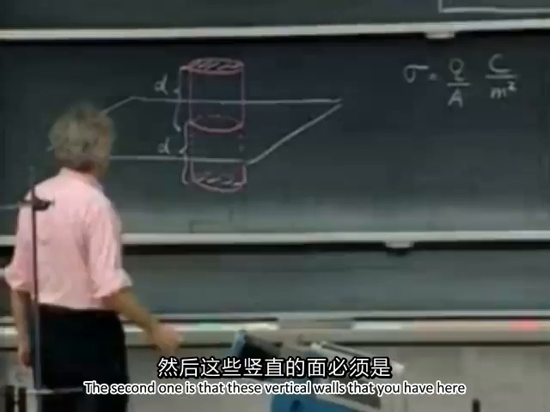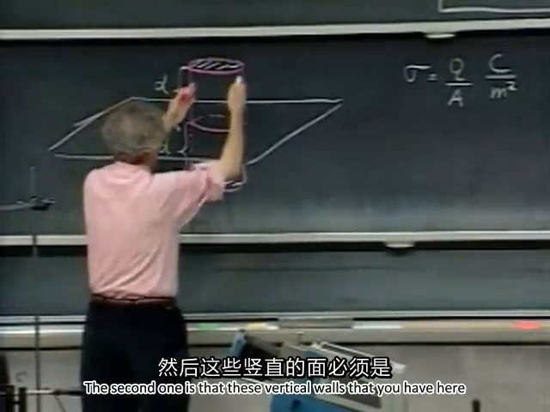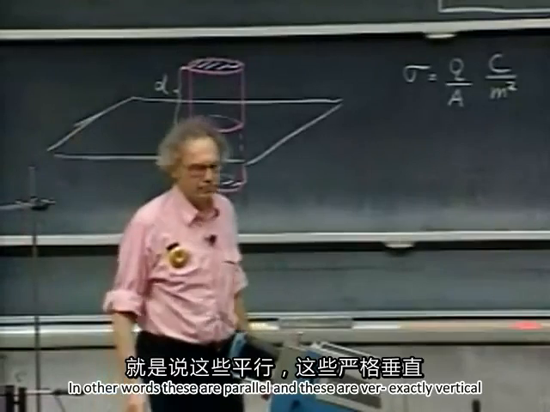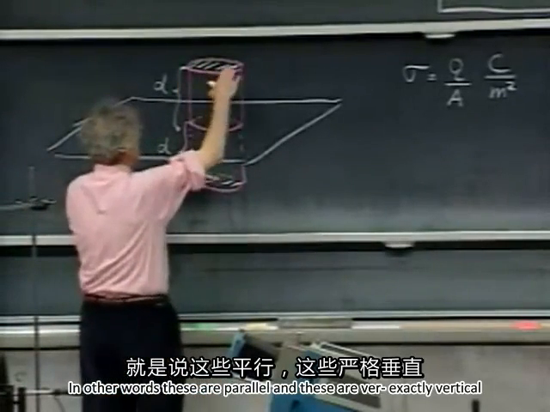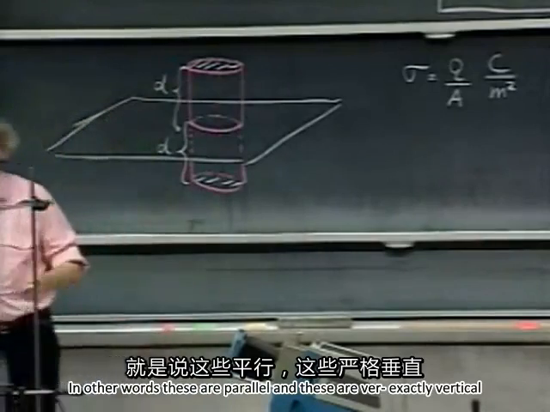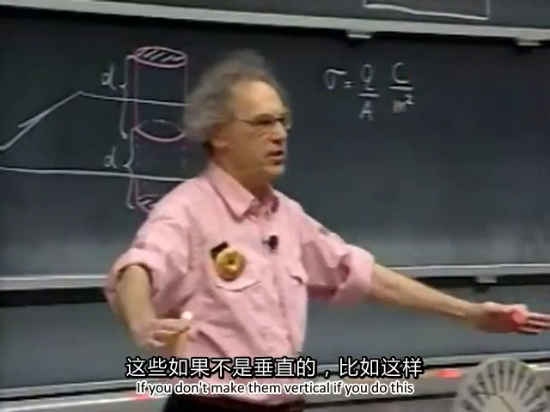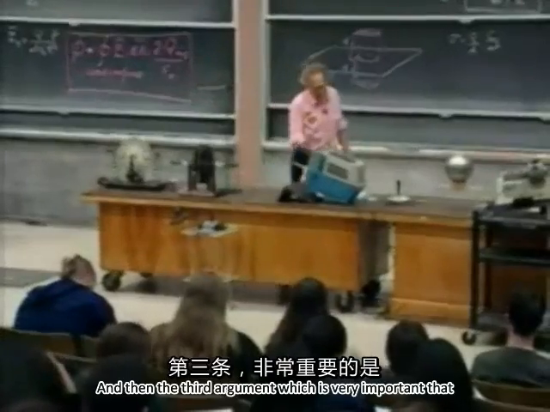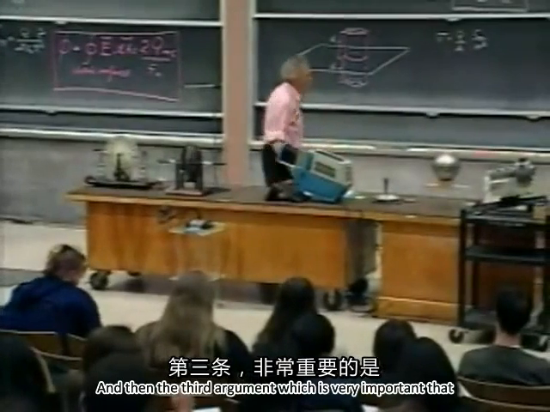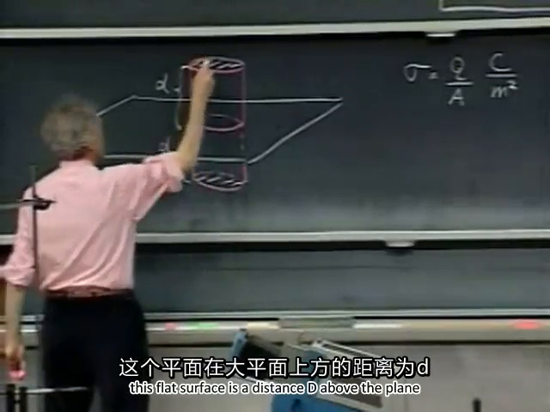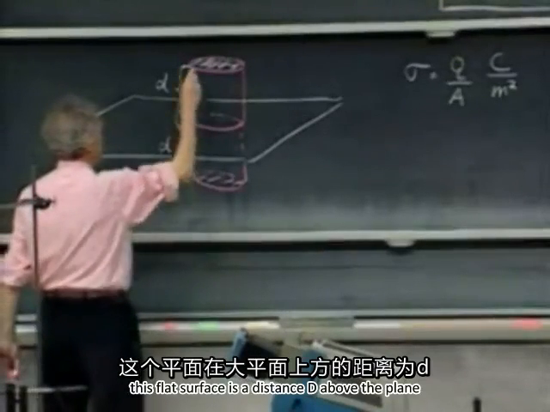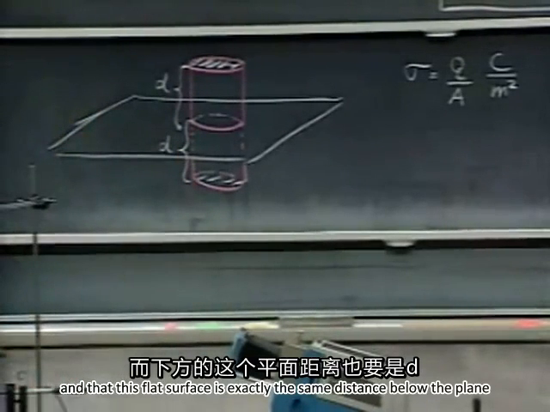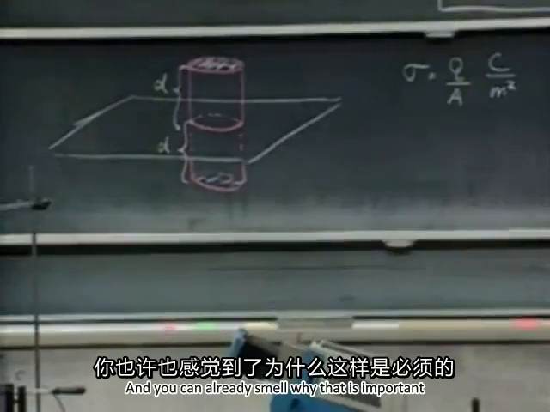The second one is that these vertical walls that you have here are indeed perpendicular to that plane. In other words, these are parallel and these are exactly vertical. If you don't make them vertical, if you do this, you're dead in the water. You can't use Gauss' law very effectively. And then the third condition, which is very important, is that this flat surface is a distance d above the plane, and that this flat surface is exactly the same distance below the plane. And you can already smell why that is important.